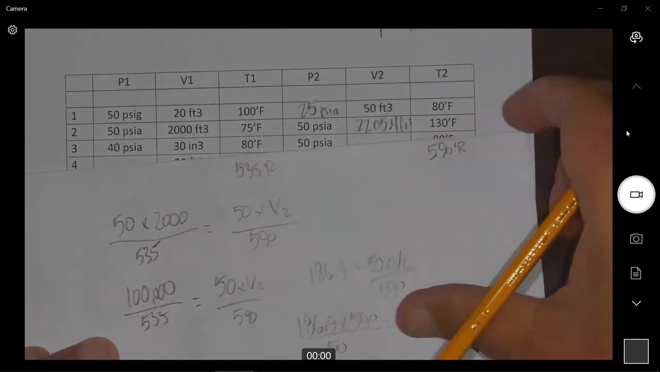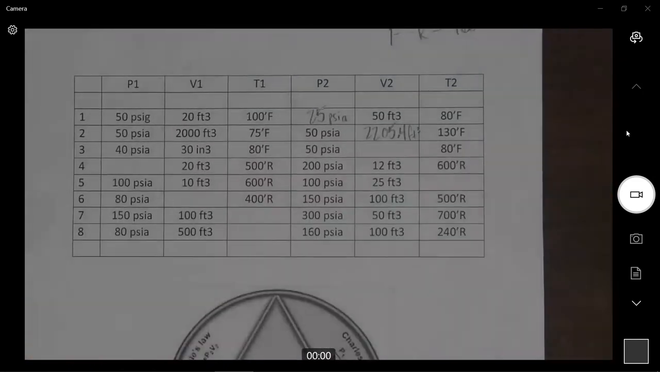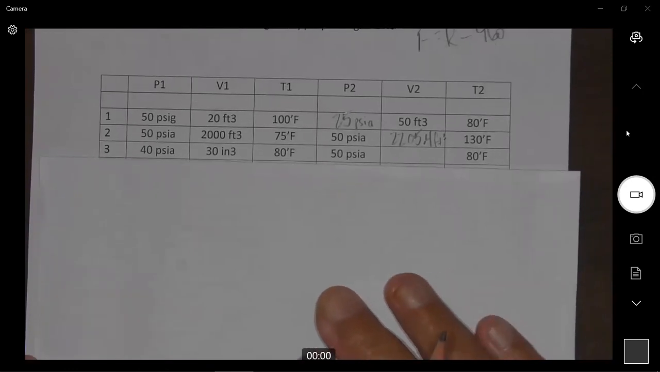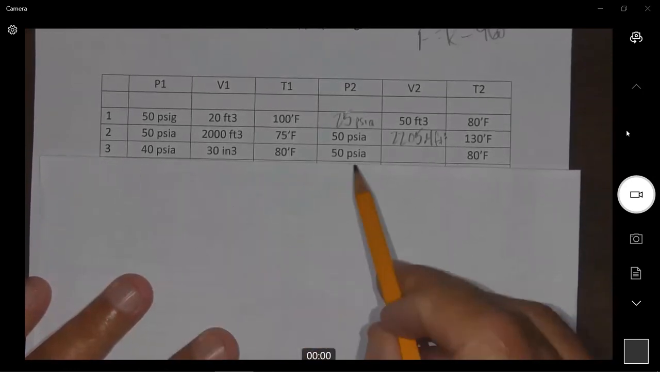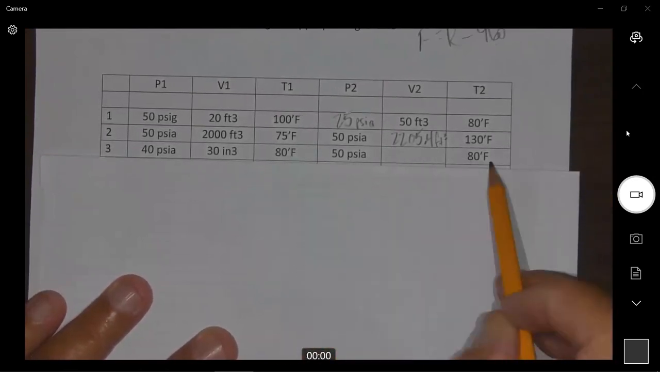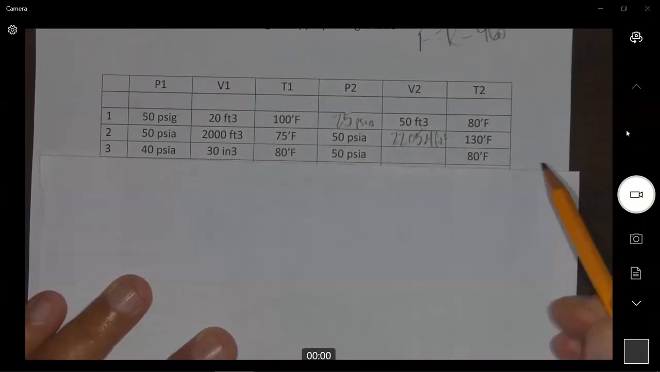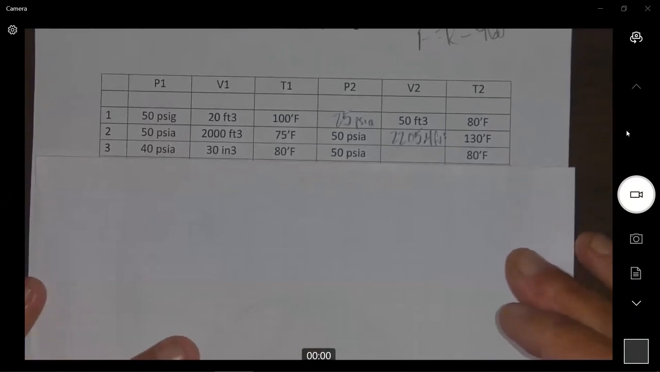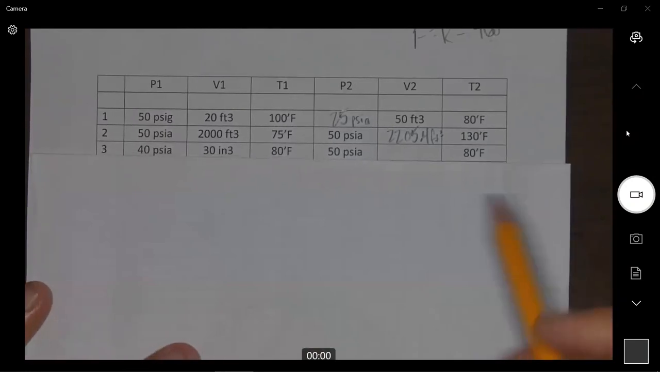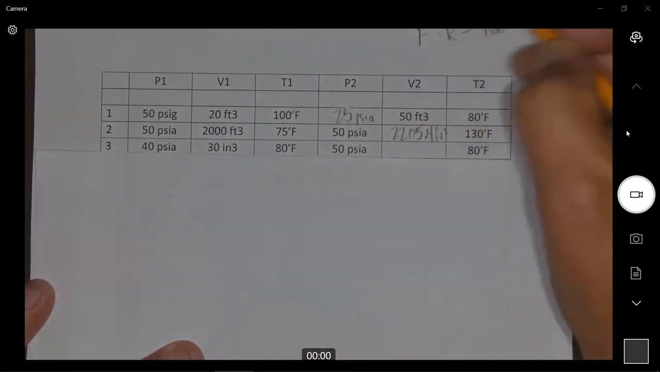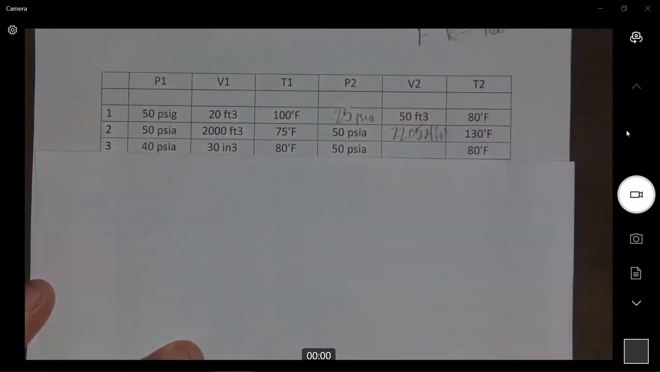Third one. I think I got all this scrap paper. A few changes to go here yet. So I have PSIA here, I have PSIA there, but I still have Fahrenheit. Actually, I see my T's are the same, so I can take them out of the formula. I don't even have to convert them. I can, 460 plus 80, 540, but I don't have to because of this formula. These are the same, so I just take them out.